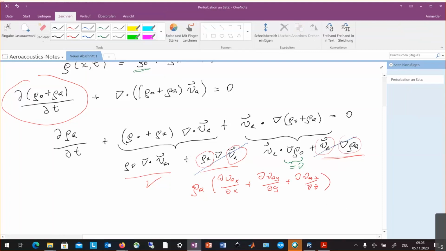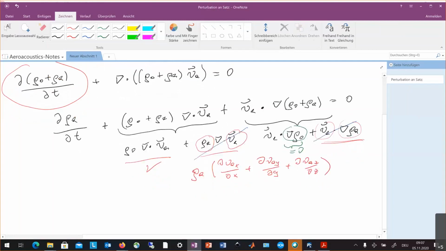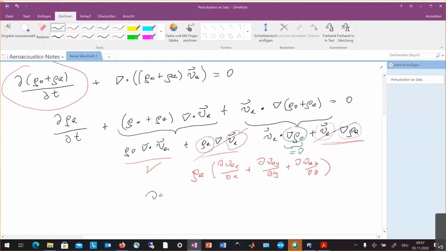This term here, as I have told you, we have to be very careful. In our case, we assume the ambient density is a constant value in space and time, so we are allowed. And so you see at the end, we get a simple equation where we have the time derivative of the acoustic density plus mean density times the divergence of the acoustic particle velocity equal to 0.